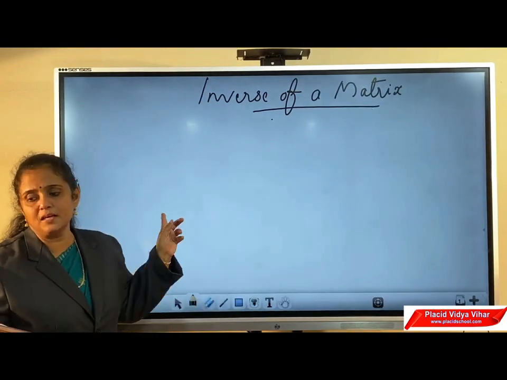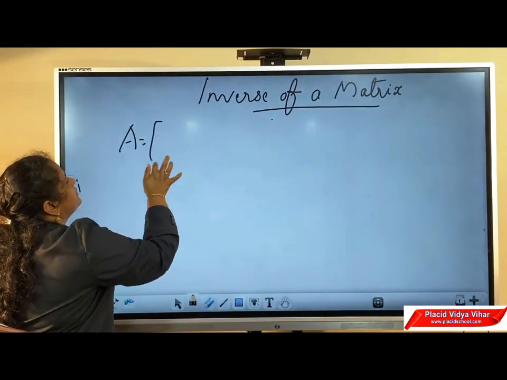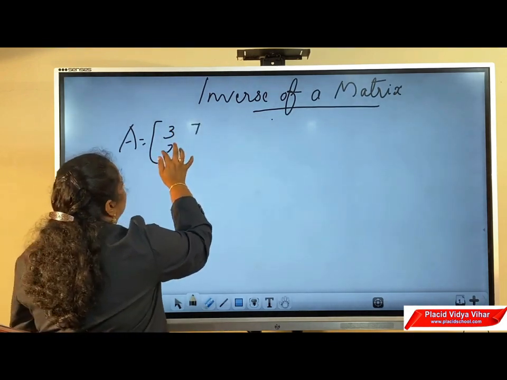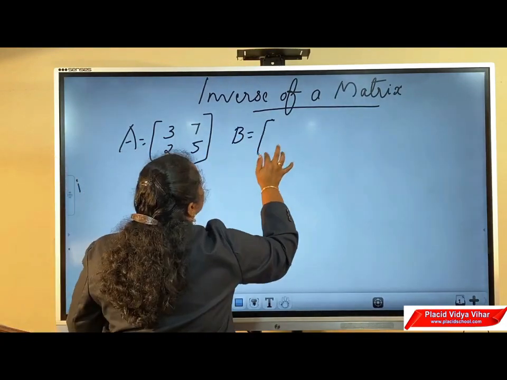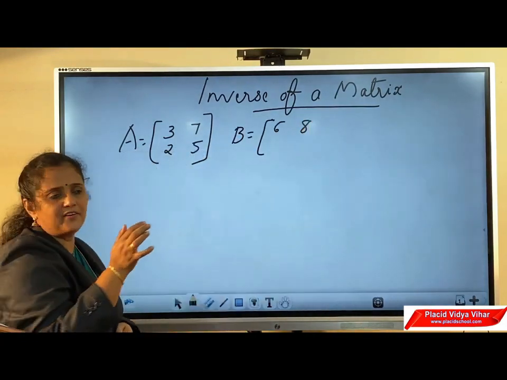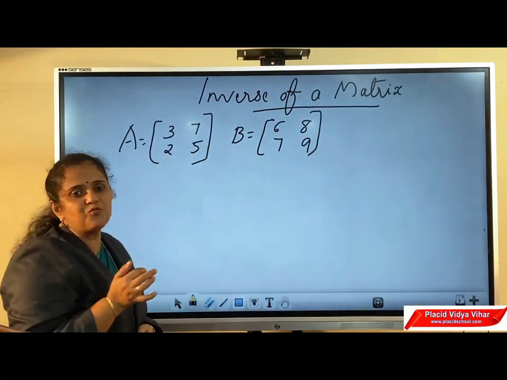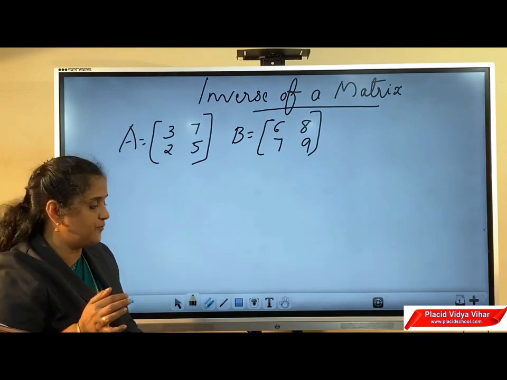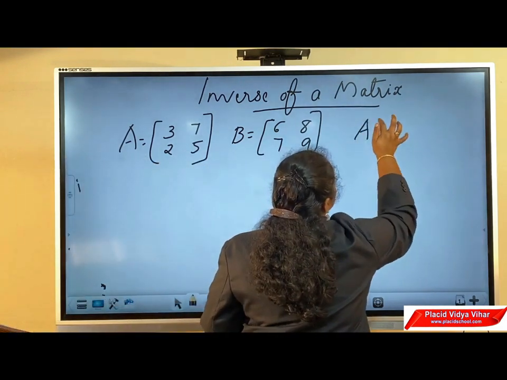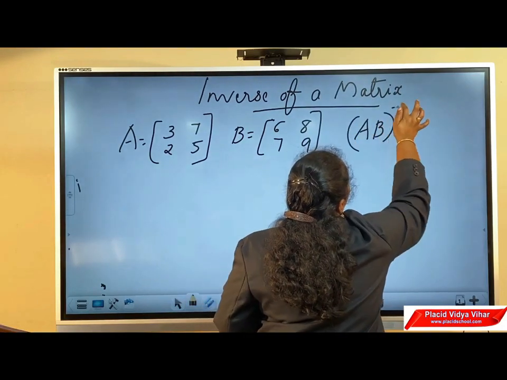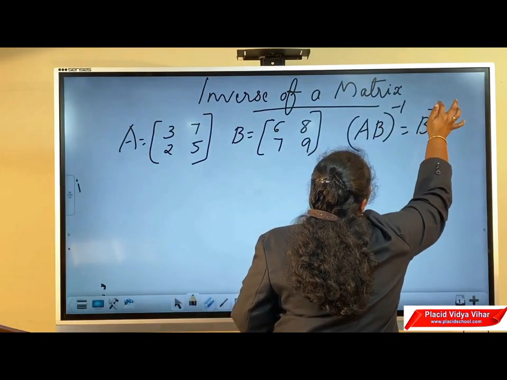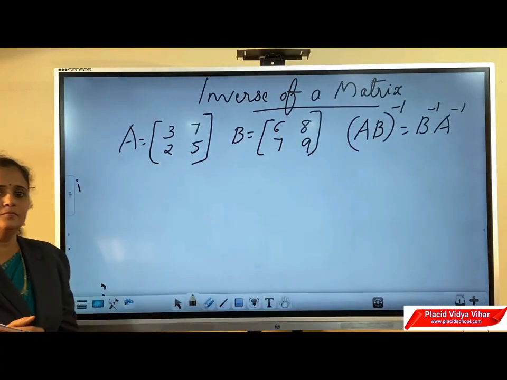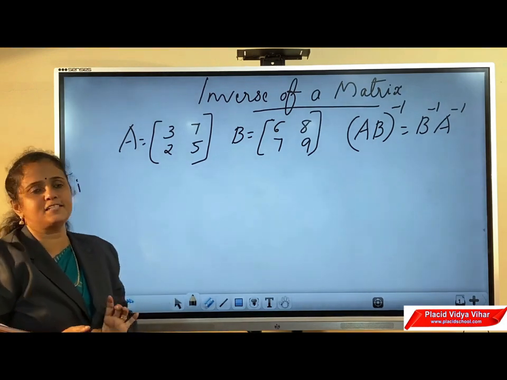The same exercise: let A equal 3, 7, 2, 5 and B equal 6, 8, 7, 9. The question is to verify that (AB) inverse is equal to B inverse A inverse. We can do the verification by doing the left hand side and right hand side separately.